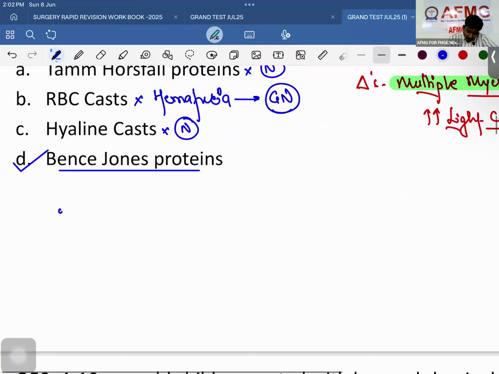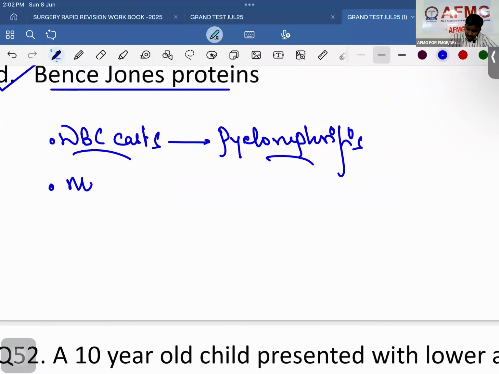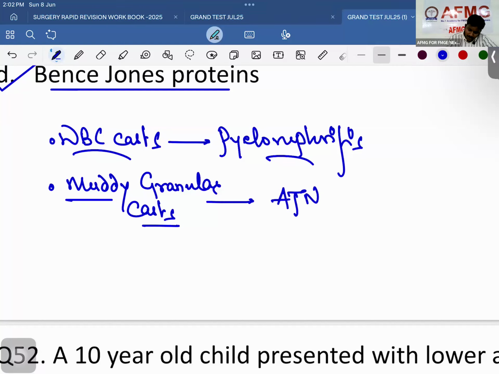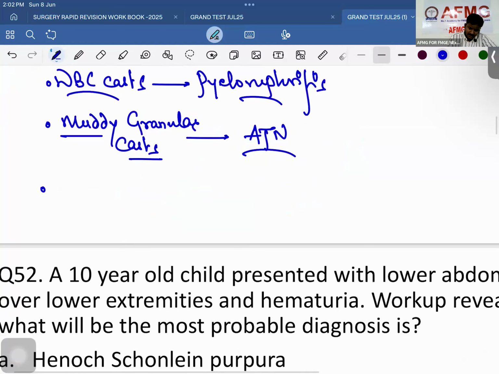Apart from that, if they ask you, WBC cast will be a feature of? Very good. So WBC casts are usually seen in patients suffering from infection, beta. That is nothing else but pyelonephritis. That is what is important to be remembered. So in cases of pyelonephritis, WBC casts are seen. Next important is muddy granular cast will be a feature of? Muddy granular cast will be a feature of? Brown or muddy granular cast. The answer will be a case of ATN. What is ATN? Acute tubular necrosis. So in acute tubular necrosis there will be muddy granular cast, beta.